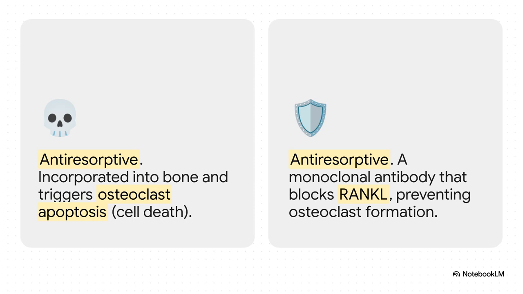Bisphosphonates are basically a poison pill for osteoclasts, which are the cells that chew up bone. The drug gets into the bone, the osteoclast eats it, and it triggers cell death. Denosumab is more of a precision strike. It's an antibody that blocks RANKL, which is the key signal that tells the body to even make osteoclasts in the first place. No signal, no bone-chewing cells. It's also important to note that both of these drug classes carry a small but serious risk of a condition called osteonecrosis of the jaw, or ONJ.